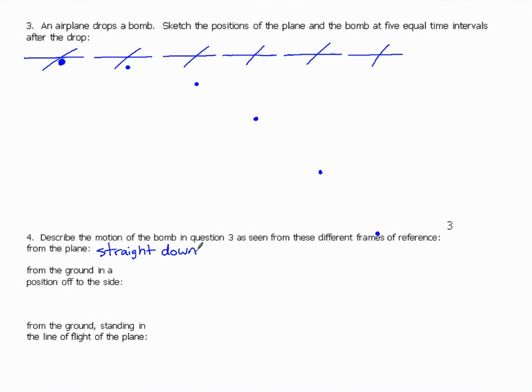From the ground in a position off to the side. So this is the frame of reference that we drew the picture. It looks like this bomb is below the plane. Every time we look at one, the bomb and the plane are in the same line. And we would say that it is curving out and down.